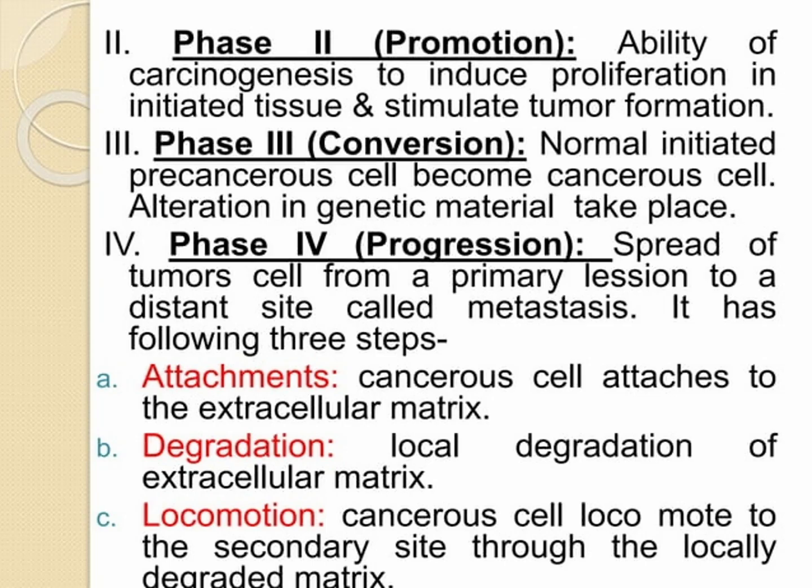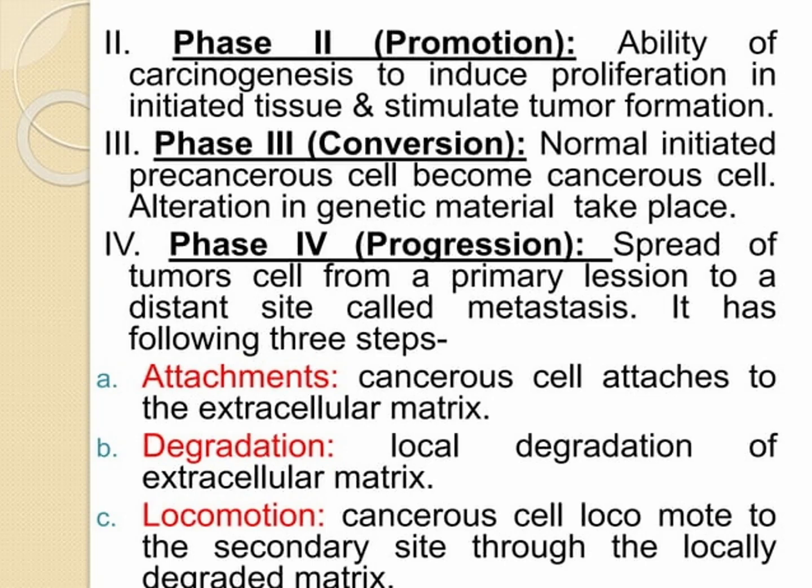Phase 3 is the conversion phase. Normal initiated precancerous cells become cancerous cells. Here, a normal initiated precancerous cell becomes a cancerous cell. In phase 3, it is a conversion phase of normal cell to precancerous, and precancerous to cancerous cell, and alteration in genetic material also takes place.